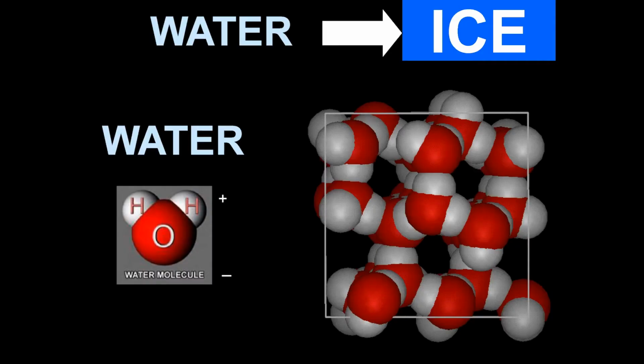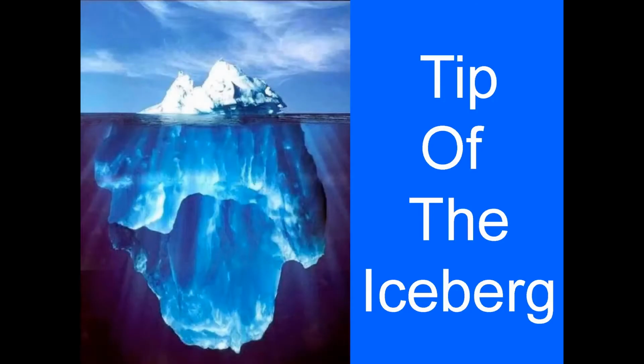The reason it expands is because water has a plus side and a minus side. It is a dipolar molecule. When the pluses and the minuses meet up, it makes a crystal structure with holes in it. That's why ice floats. That's why ice floats in your soda and in your water. That's why ice floats in the ocean, because ice is less dense than water. That's also where the saying comes from, tip of the iceberg. Because when you see ice floats, the majority of the ice is underneath the water. You only see a little bit above the water.